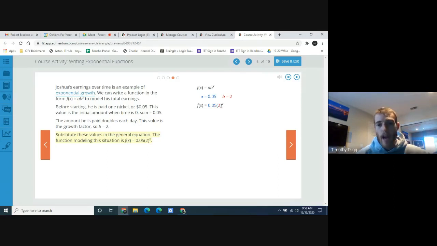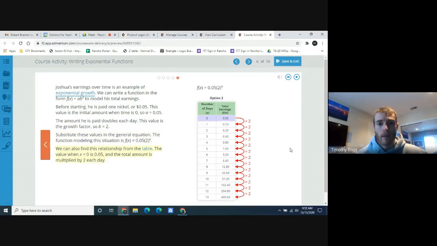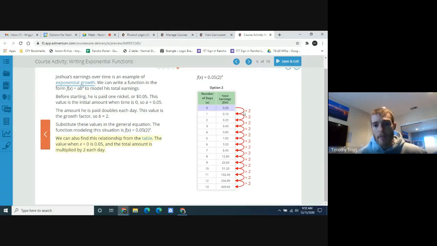So if you want to figure out how much he earned on the 10th day, you would just replace x with 10 and then work out what that is. If you want to figure out how much he earned on the 13th day, you just replace x with 13, and so on. Notice that each time it's times 2. So 0.05 times 2 gives you 0.10. 0.10 times 2 gives you 0.20, all the way down. Times 2, times 2, times 2.